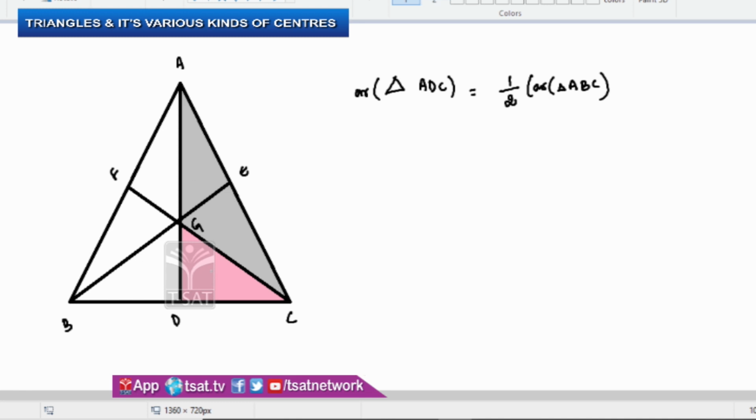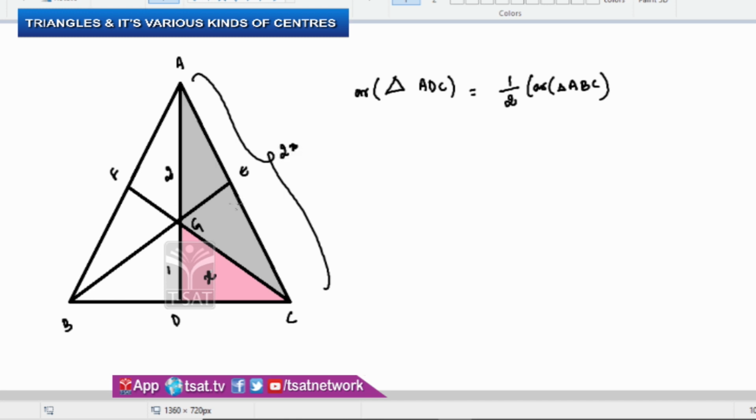We know that the centroid divides the median in the ratio 2:1. Therefore, this area is one part, and this entire hash colored one is two parts. Therefore, I am taking it as 2x. This hash colored area, specifically AGC, is 2x.